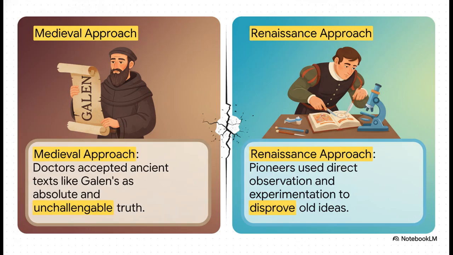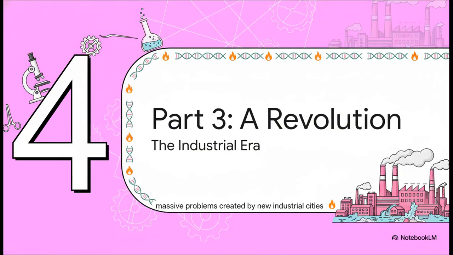This slide really gets to the heart of the fundamental shift, the crucial change in attitude. In the medieval period, you proved you were a good doctor by quoting Galen from a book. But in the Renaissance, pioneers like Vesalius and Harvey, they proved they were good doctors by observing the human body for themselves and proving Galen was wrong. That scientific mindset, that was the real breakthrough of this whole era. So this new way of thinking eventually built into a full-blown revolution. If the Renaissance lit the spark, you could say the Industrial Era fanned it into a roaring flame.